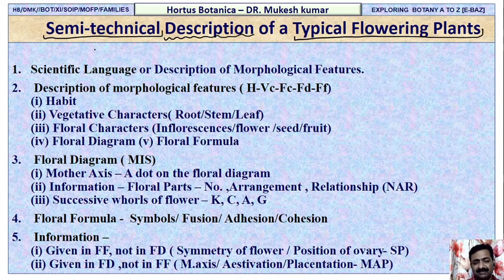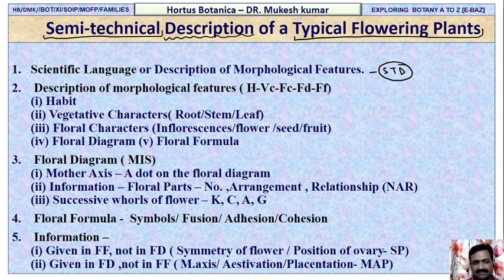Not a single formula or floral diagram can give you the whole description of a flowering plant. That's why it's called semi-technical description of a flowering plant, right? Now see what is given: technical, scientific language, and the description of morphological features. This is called STD, semi-technical description. So semi-technical description deals with the description of morphological features.